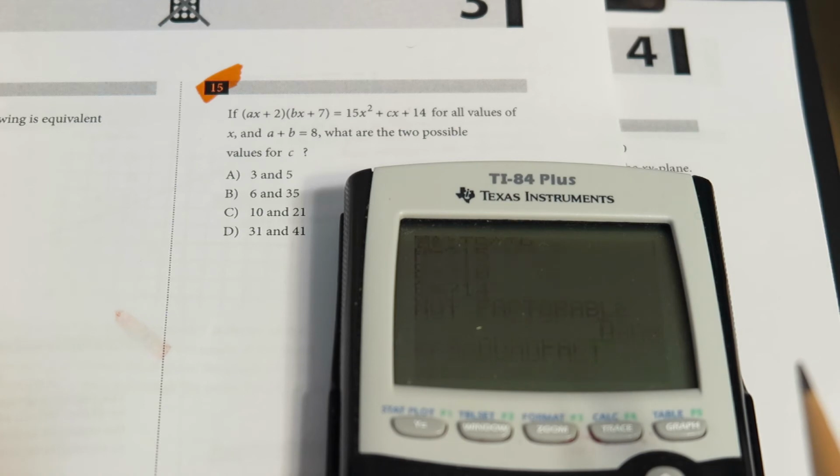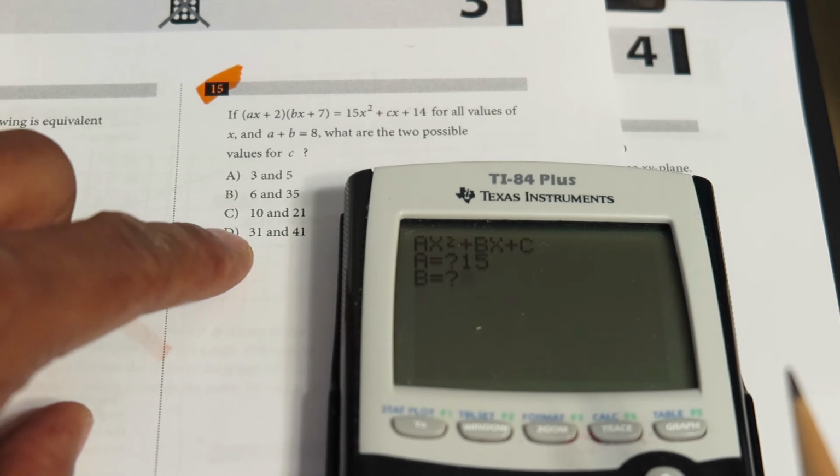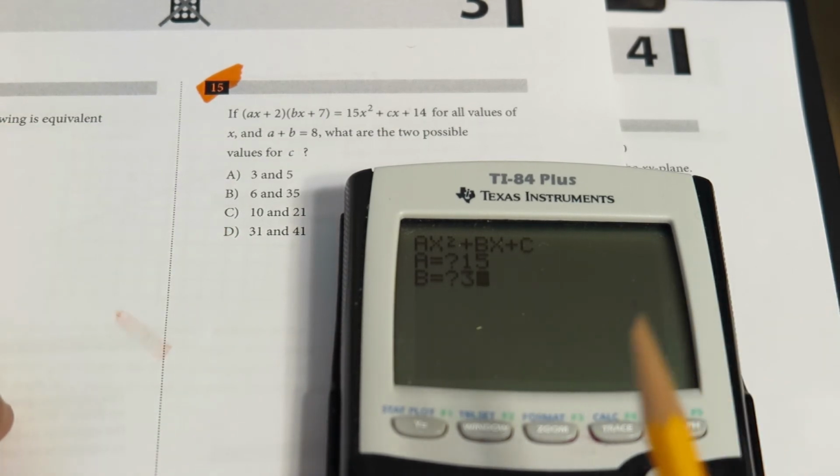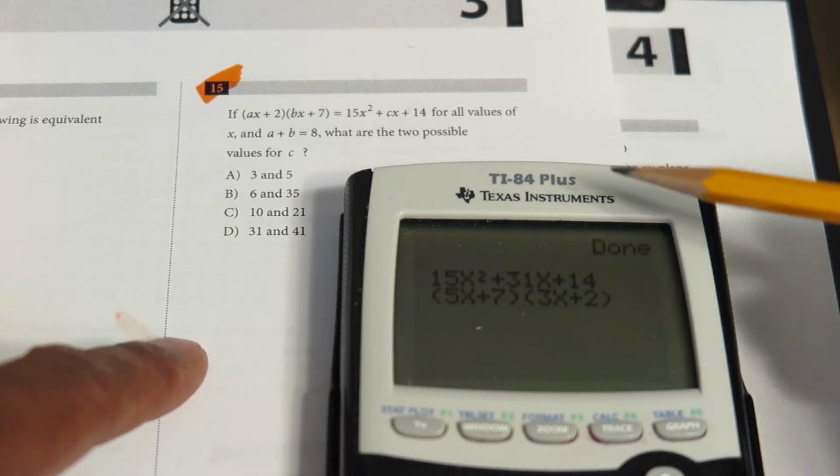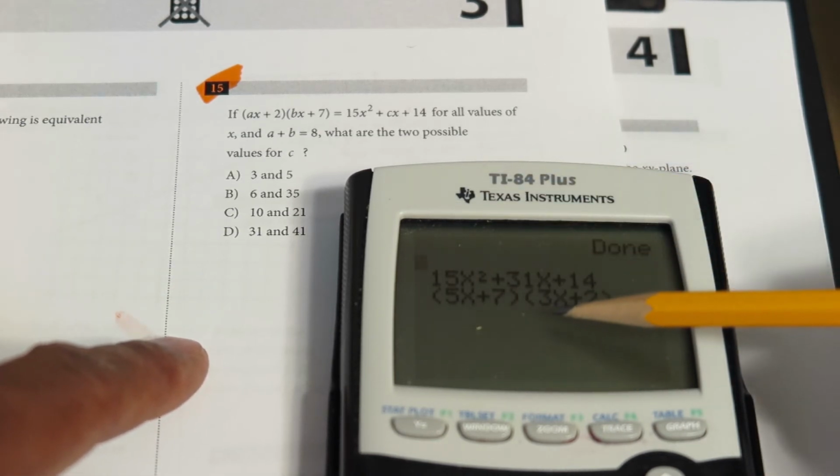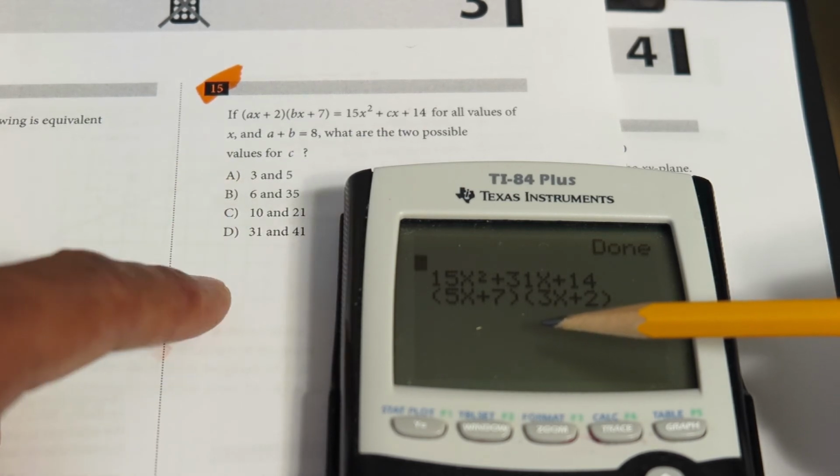So we're going to do the same thing. We're going to choose the standard. You're going to go 15, and in this case now we're going to choose 31. So we put in 31, put in 14 for the last term, and then we want to factor it. So boom, voila, it factors it, and if you look at the terms, 5 plus 3 gives us 8, so that works. So that would be your answer.